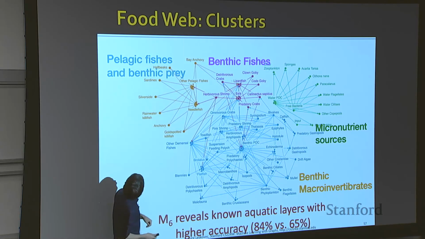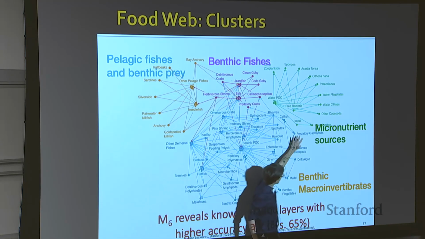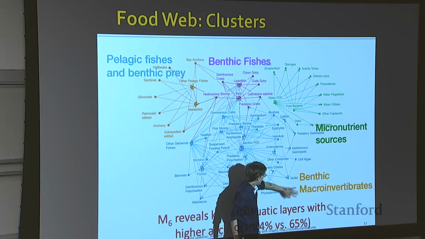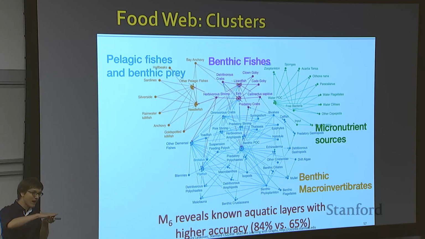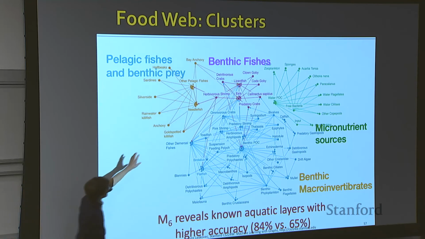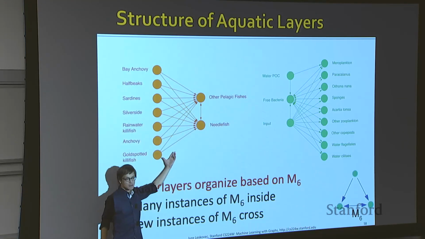Where you have some little fishes, you have micronutrients, you have some microvertebrates, and so on, right? So the idea is that what we are able to find are these kinds of layers in the ecosystem. If you look at these clusters, here they are not so clear, but if I look at them individually, here is how they look.